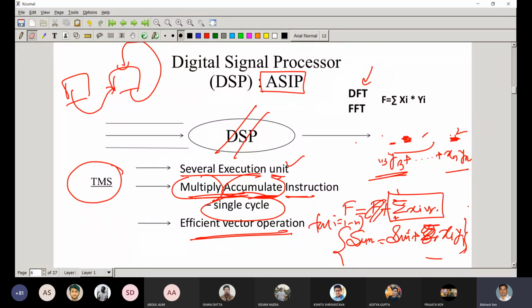If you check it, and what are DFT and FFT? DFT is the discrete Fourier transform and FFT is the fast Fourier transform. I think it is a mathematical concept mostly used in DSP and image processing. Okay, clear.